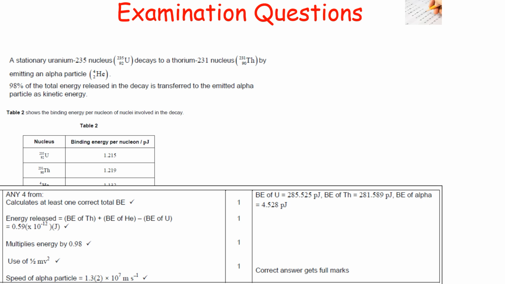So therefore, once we've worked out our energy value, we can then say E equals a half mv squared, the kinetic energy equation. We know the mass of the alpha particle because it's given in the question. We've just worked out the energy of the alpha particle from our sum just previous, so we can work out v to be 1.3 times 10 to the 7 meters per second.